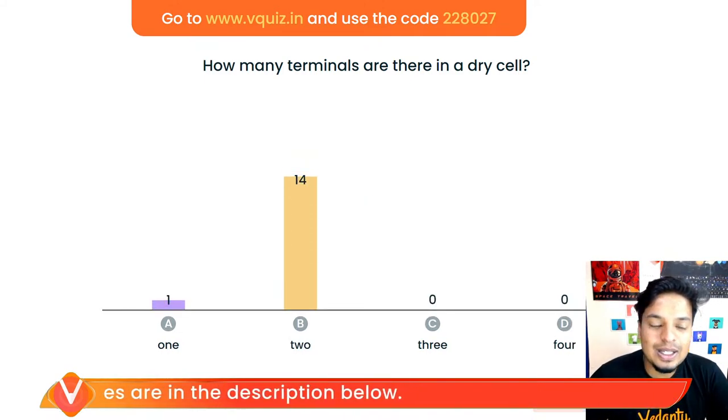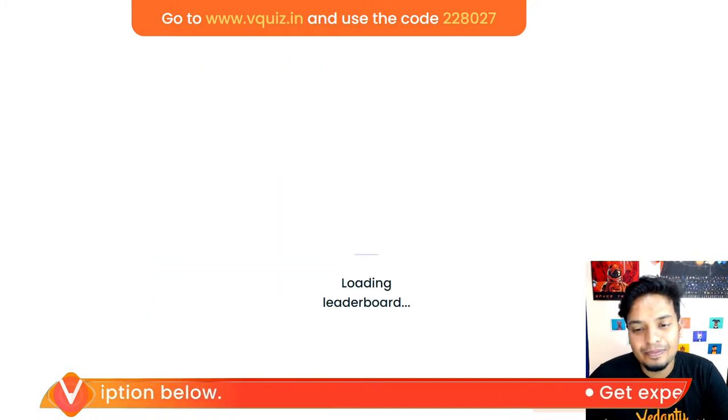It is two terminals. One is the positive and the other one is the negative.